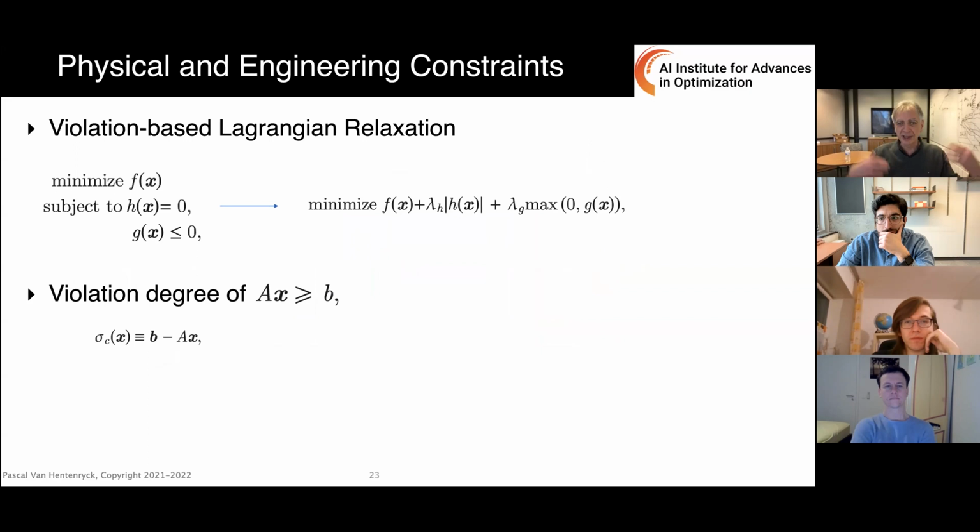But obviously, if you do that, you can actually get reasonable precision, but you don't necessarily satisfy the constraints of the problem. And it may be difficult to recover a feasible solution. So what we do is a Lagrangian relaxation here, and we use the concept of violations of the constraints to do this Lagrangian relaxation. So it's not a traditional relaxation, but it's very close to it.